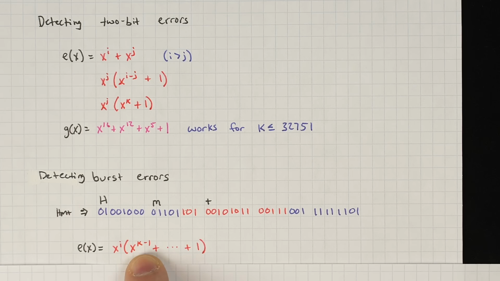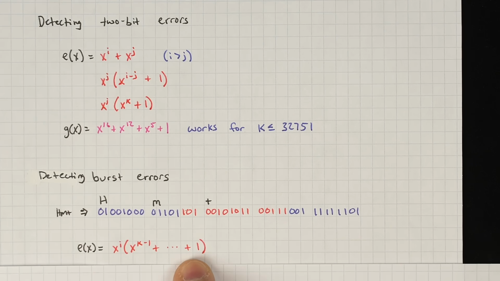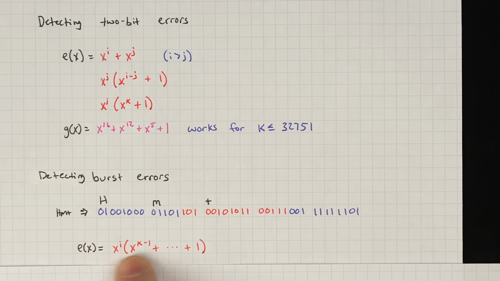So let's say k is 16. This is a 16-bit burst. k minus 1 would be 15, so this polynomial here is going to be a 15th degree polynomial. Well, if our generator is a 16th degree polynomial, that's not going to divide into that. It doesn't even matter what our generator is, as long as it's a 16th degree polynomial, it's not going to divide into that. And it's not going to divide into this factor here if it's got more than one term, as we saw before.